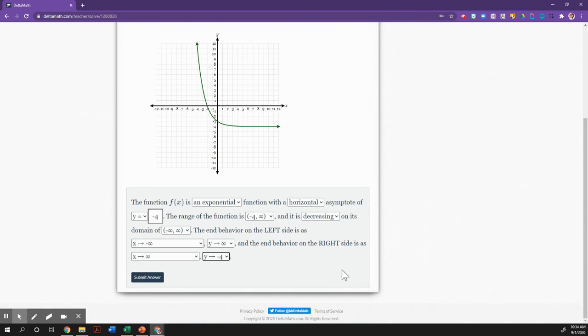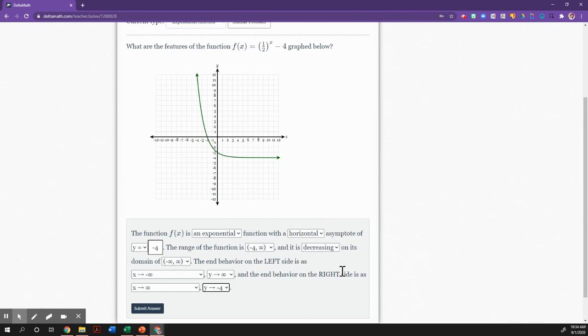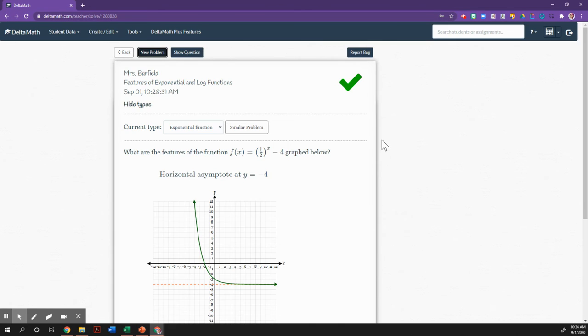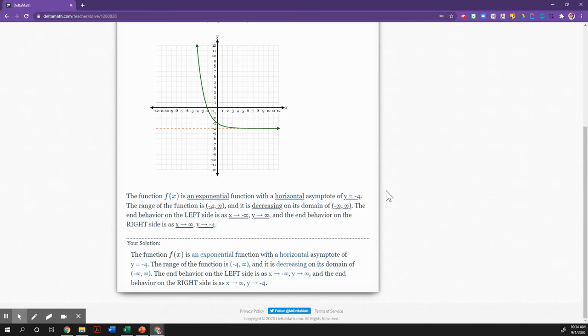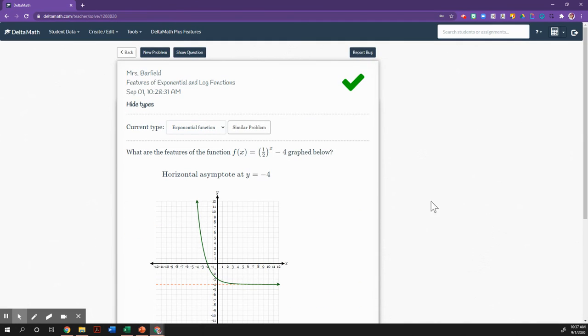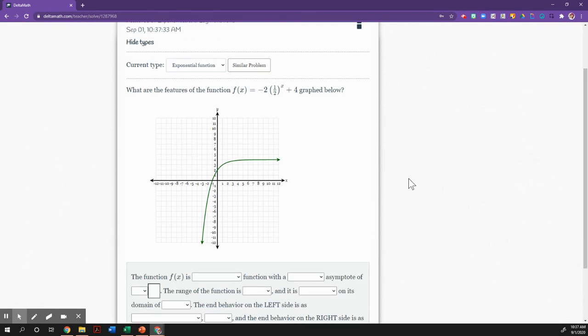So that's a lot of information there. I'm going to submit my answer. Yes. All right, let's go on to our next problem. What are the features of f of x equals -2 (1/2)^(x+4)? Graph below.